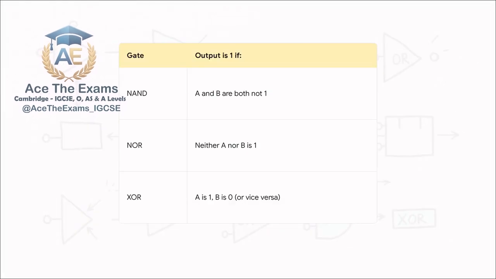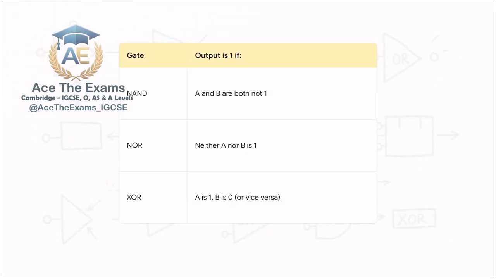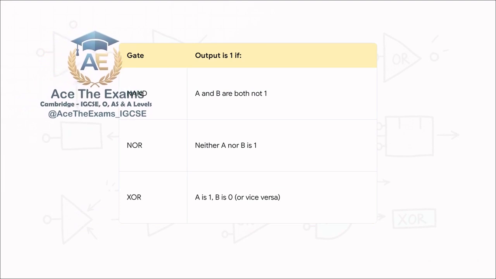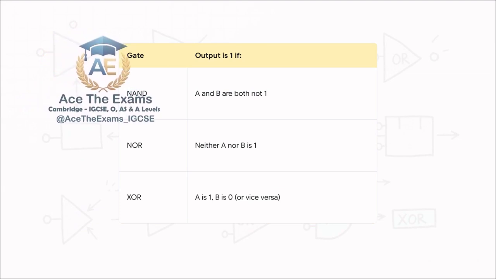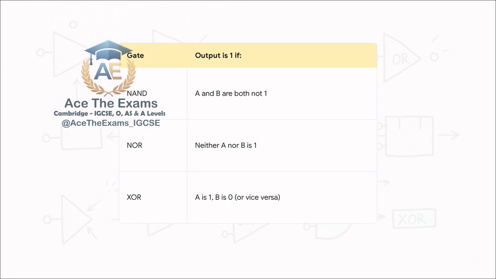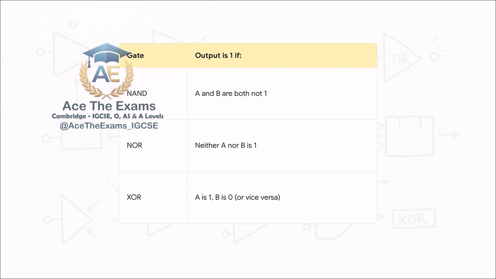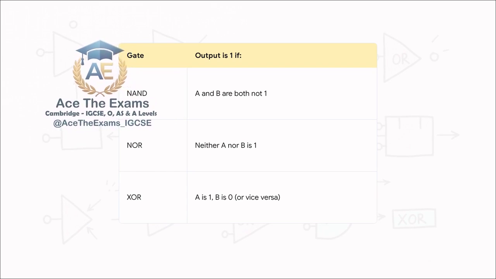All right, moving on to our second group of 3 gates, NAND, NOR, and XOR. Honestly, you can just think of NAND and NOR as the rebellious opposite siblings of the AND and OR gates we just talked about. For a NAND gate, which literally stands for NOT AND, the output is 1 as long as inputs A and B are both not 1.